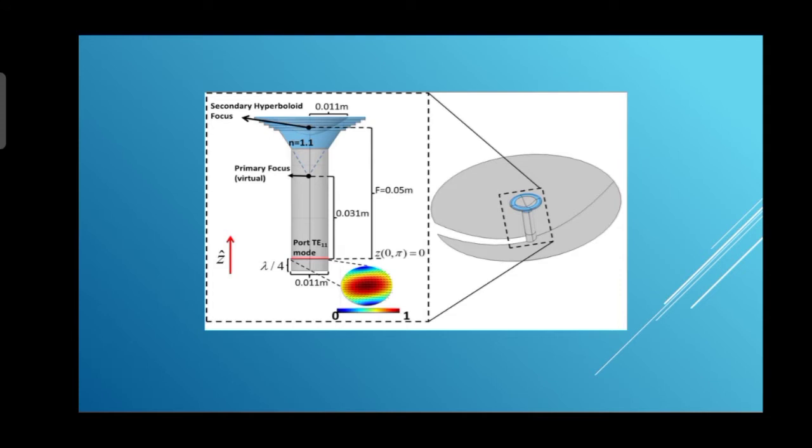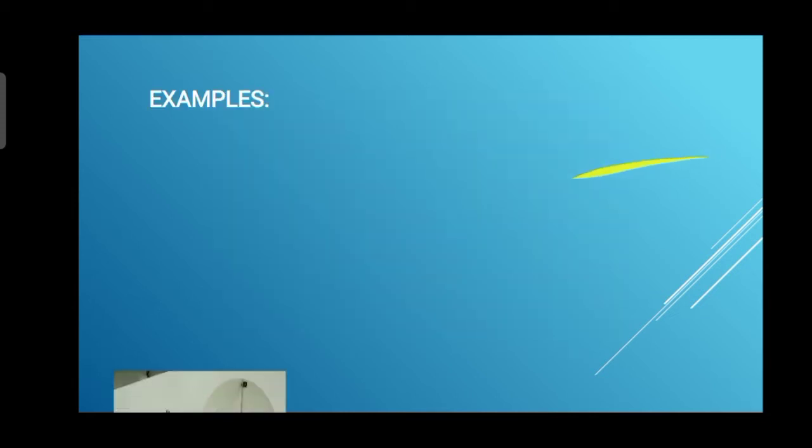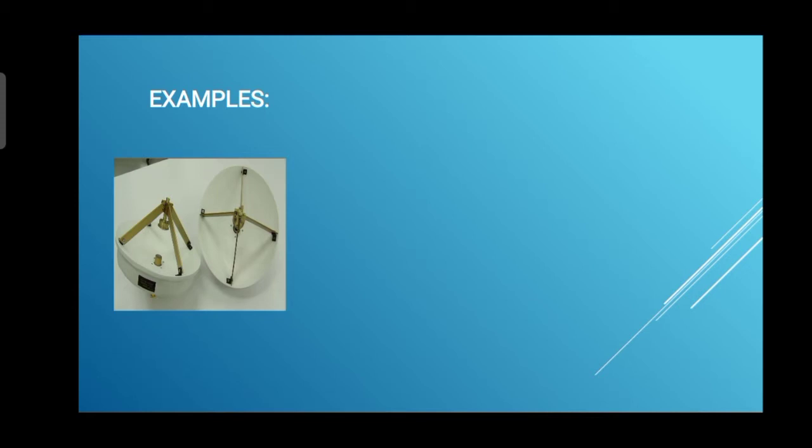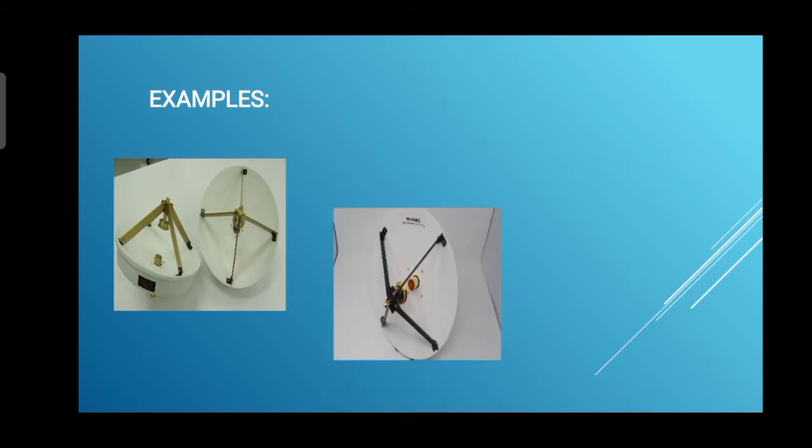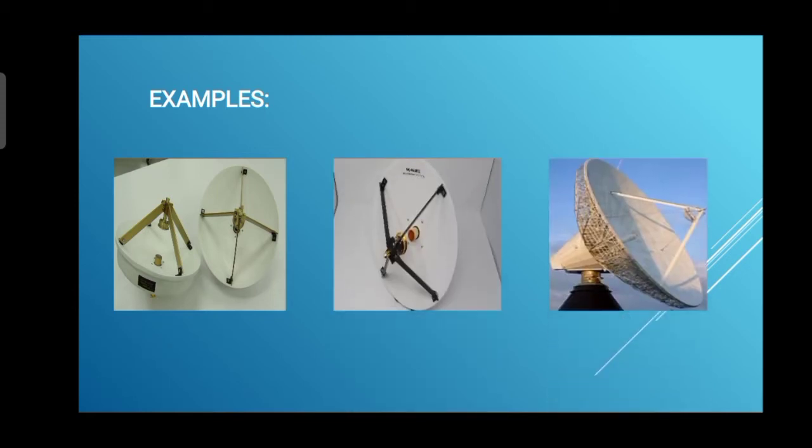So here is another illustration, or another design, of a Cassegrain antenna. So there is a secondary hyperboloid, a focus, a primary focus or virtual, and the port. So the design has specific measurements. So examples. So here is an example of a Cassegrain reflector antenna, another one, and the last one.